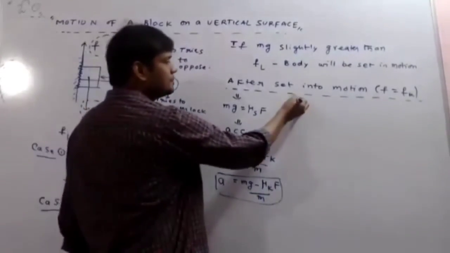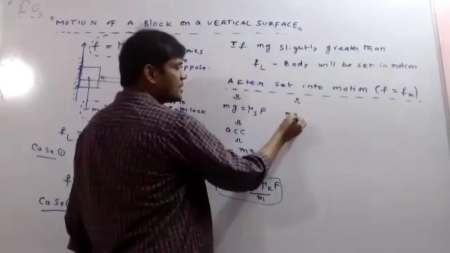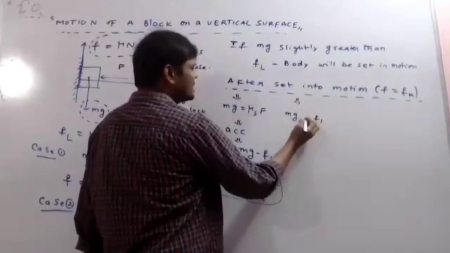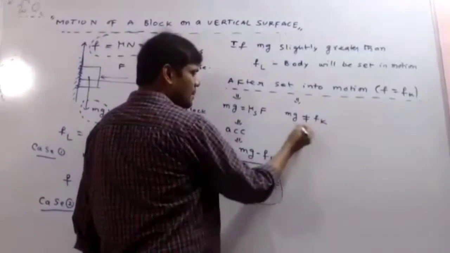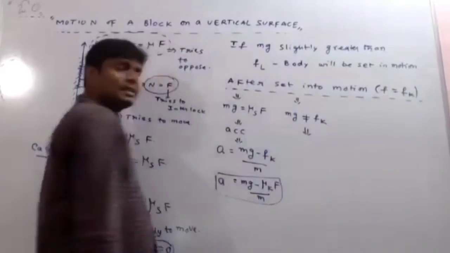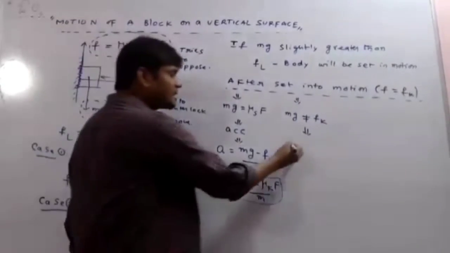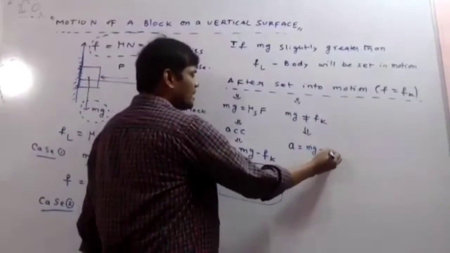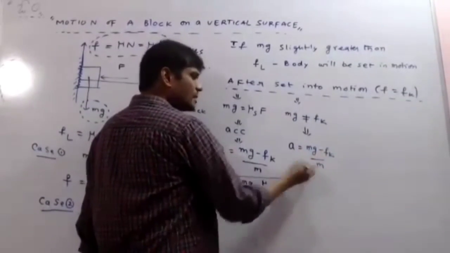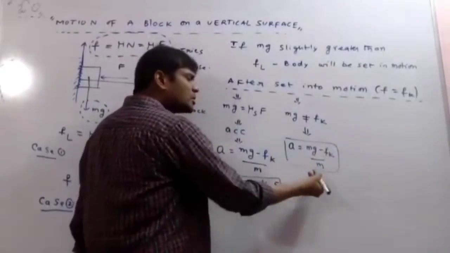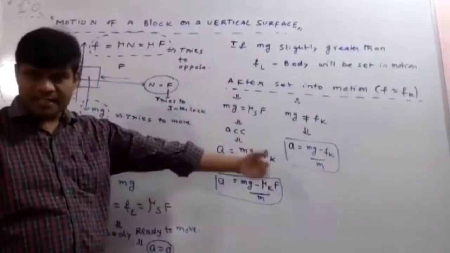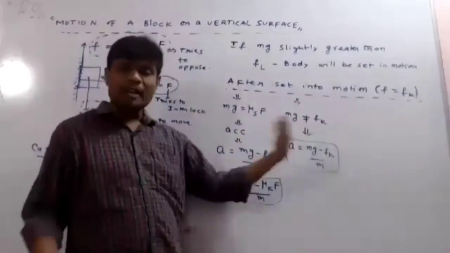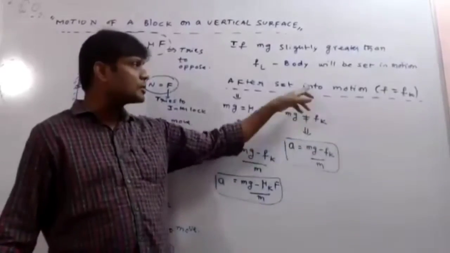Next, mg greater than fk. Mg is not equal to fk, it may be less than or greater than. Then what is the acceleration? Again mg minus fk by mass only. It may be positive or negative. It doesn't matter, we need not discuss this. Positive or negative, because we are increasing or decreasing the applied force.